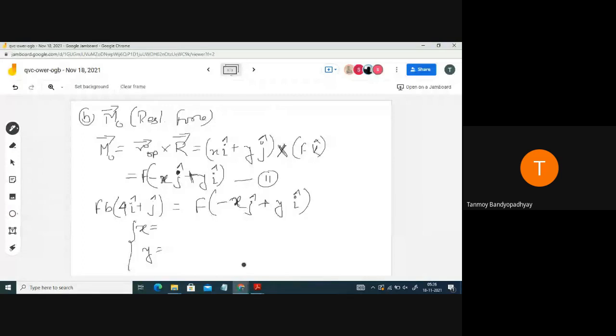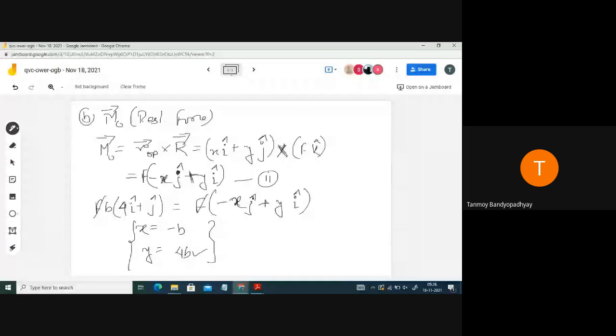I hope you can do this one. F will be cancelling out, as F is not 0. So just equate this. X will be minus b and y will be 4b. Let me check. So this is the answer that you should be getting. Clear?